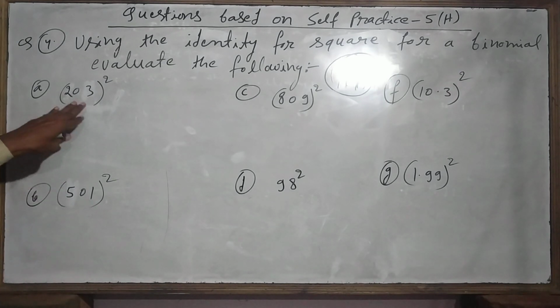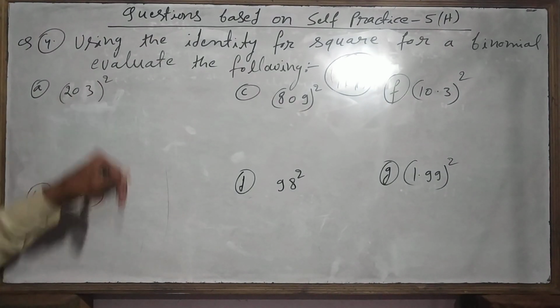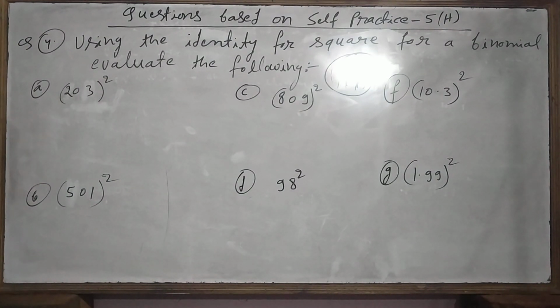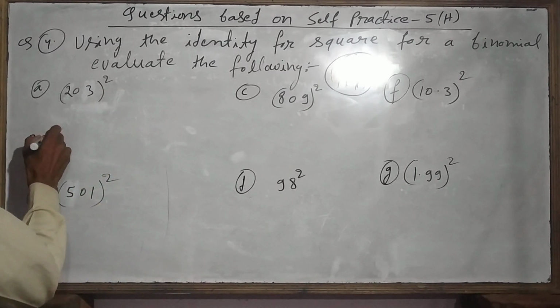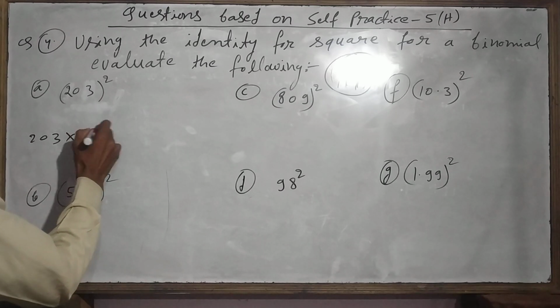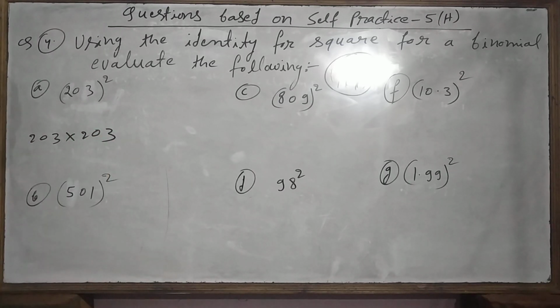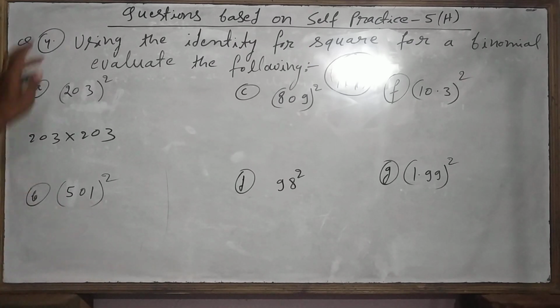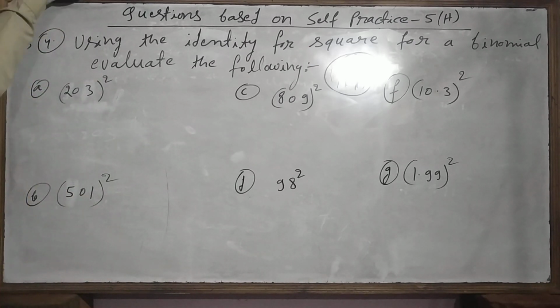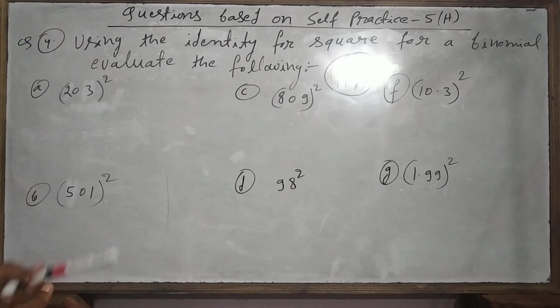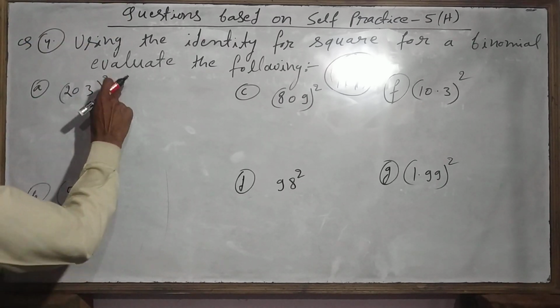Okay, just you see here 203 whole square. 203 whole square means we can find this number like this also. We have to multiply 2 times, then also the answer will come. But we do not have to do it like this. We have to use some different formula. Then we have to find the value of this answer.